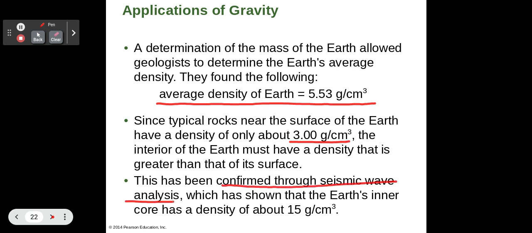So when we have an earthquake and we measure this seismic activity, that can be used to help us determine or confirm that the density of the inner core of the Earth is about 15 grams per cubic centimeter. Again, we don't want to go to the inner core of the Earth and have to take that measurement by hand. So we use math and we use technology and instrumentation, and we can calculate what the density of the inner core of the Earth is.